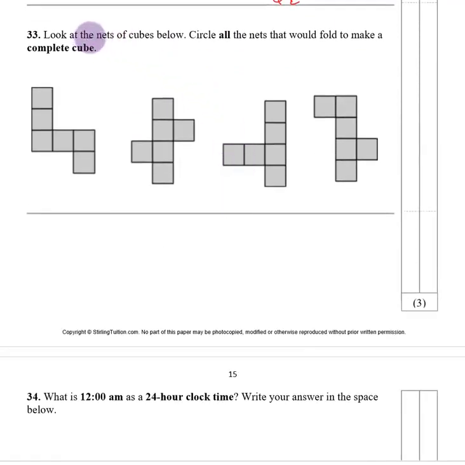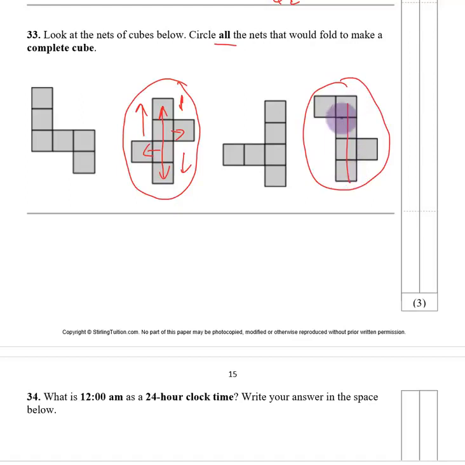Now, look at the nets of the cubes below. Circle all the nets of the cubes that would fold to make a complete cube. So this is tricky in some ways, but if you remember, if you've got 4 in a row with 1 either side, and it doesn't matter where on either side, as long as there's 1 either side, that will always make a cube. And we've actually got 2 of those. This here, unfortunately, wouldn't make a cube because this would be a side, this would be a side, and then this would overlap with something.